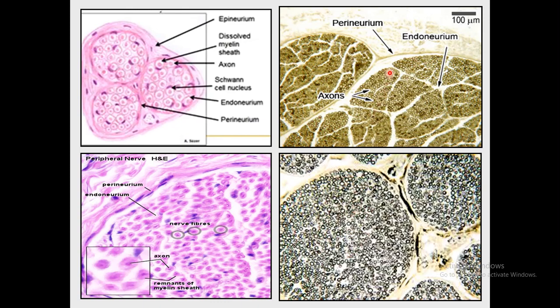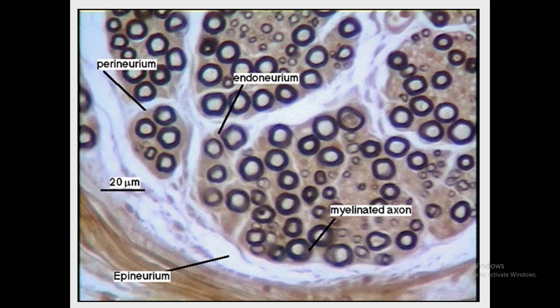Connective tissue which surrounds a single axon is called endoneurium, while that which surrounds a group of axons is called the perineurium, and the epineurium surrounds the whole nerve trunk. Again, at higher magnification, we can see this is the myelin.